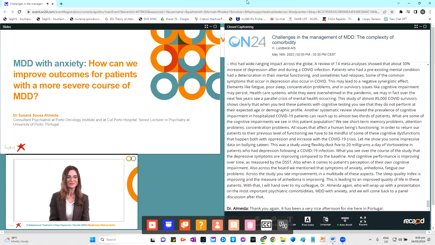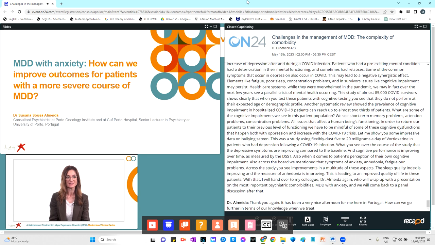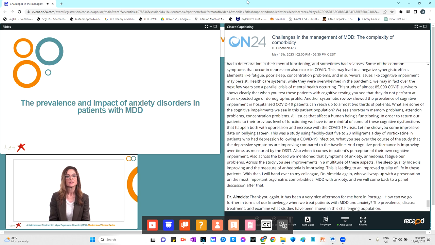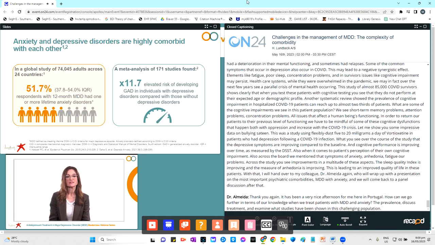But how can we go further in terms of our knowledge when we treat patients with MDD and anxiety? So the learning objectives, you already know: to review the prevalence, discuss the treatment considerations, and to know what new data of antioxidant studies have been shown in this strikingly challenging population. And what's the prevalence and the impact?